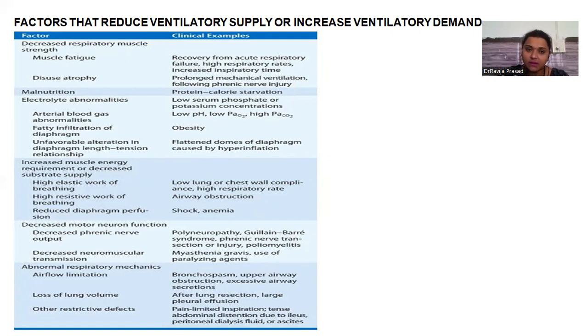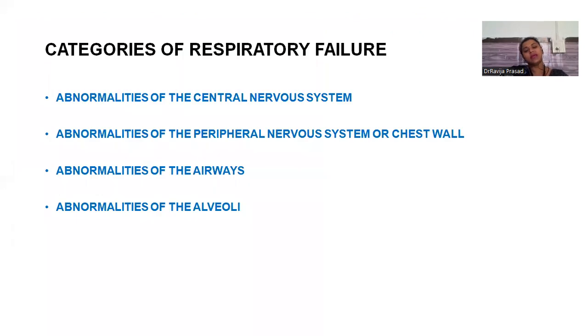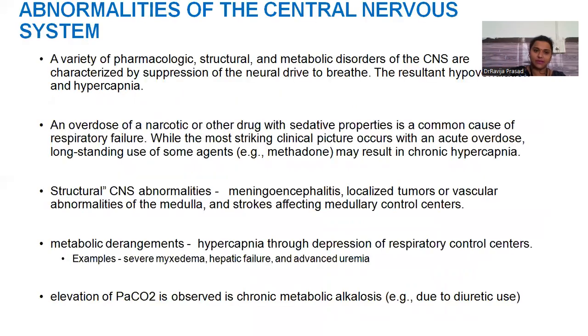Now, what are the categories of respiratory failure? There are four categories. First, abnormalities of the central nervous system. Second, abnormalities of the peripheral nervous system or the chest wall. Third, abnormalities seen in the airways. Fourth, abnormalities seen in the alveoli.